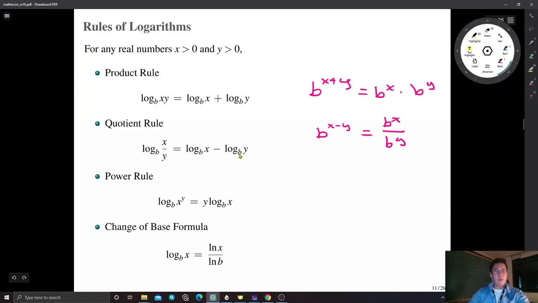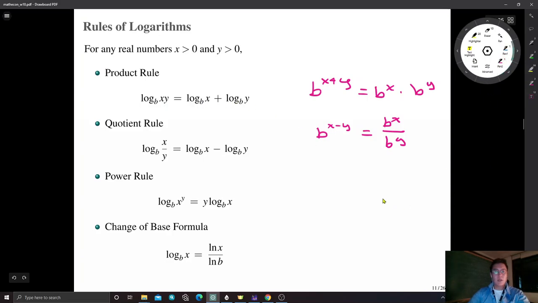And then the power. Whenever we have a power in the argument, x to the power y, we can bring the power up and put it in front. So log of x to the y is y times log of x. This is immediate from the first rule, the product rule, because multiplication becomes addition.